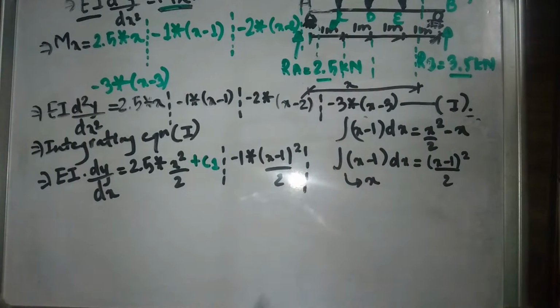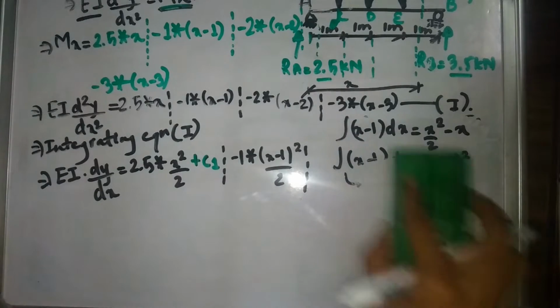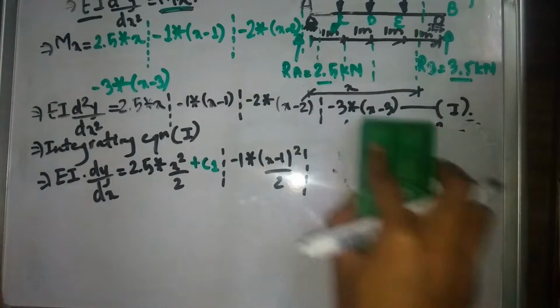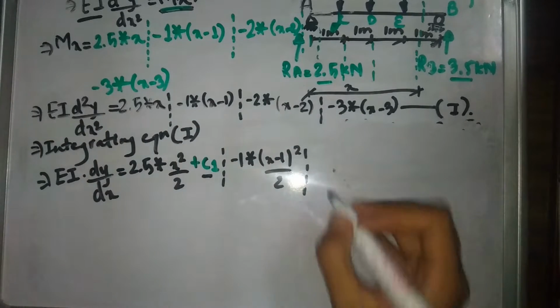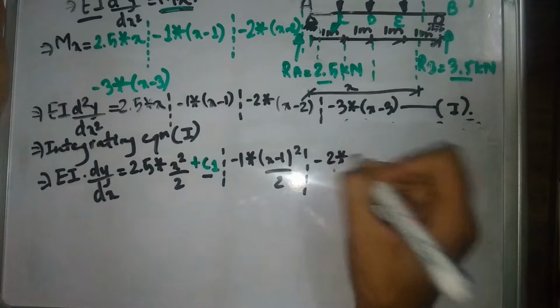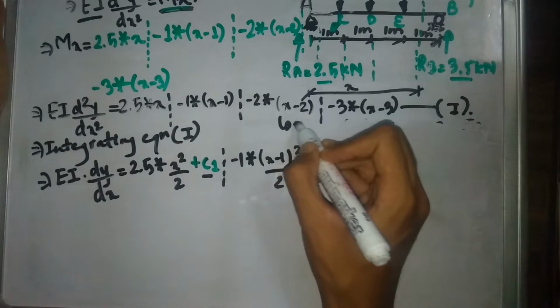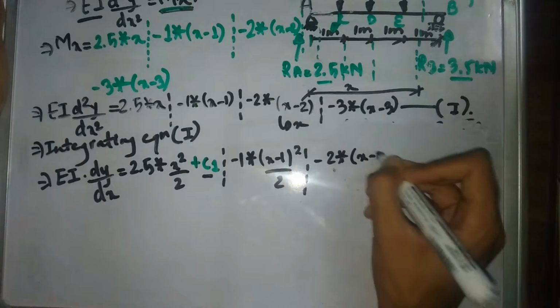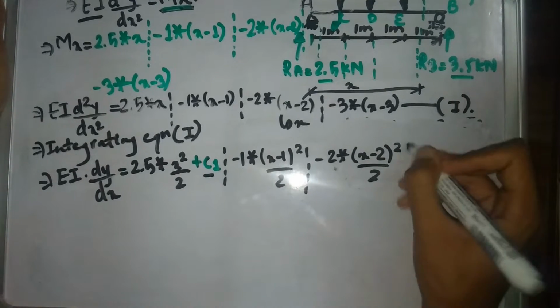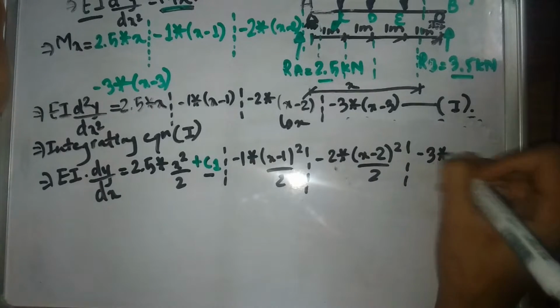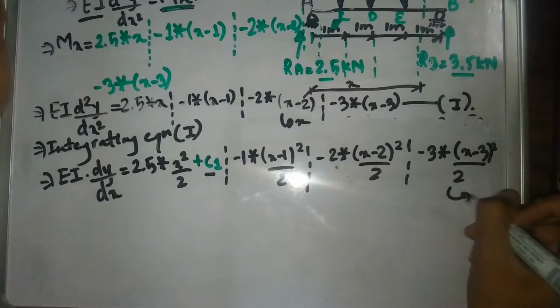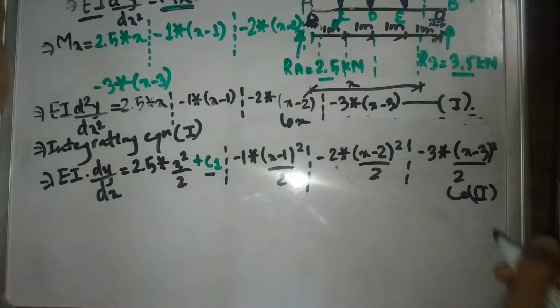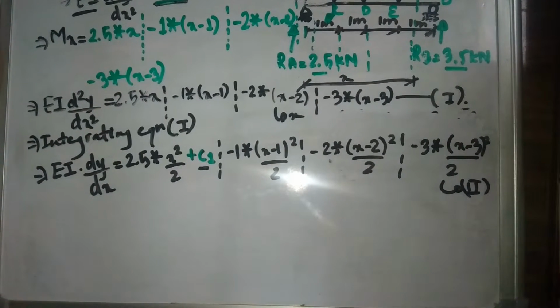So let me draw my next line. We're not going to write down another constant because we have already written constant c1 for the whole equation. Minus 2 into x minus 2, again we're going to treat x minus 2 as x only, so it's going to be x minus 2 whole square divided by 2, and so on, minus 3 into x minus 3 whole square by 2. So it's going to be my second equation. Have you fully understood till here? If you have any queries, you can comment down below. I will answer you there personally.